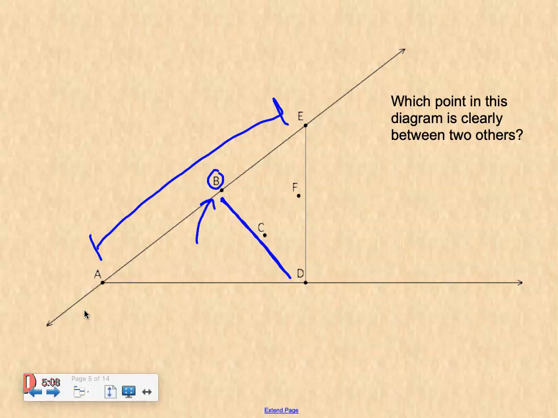But what makes it different? Well, the difference is I know for sure that A, B, and E are on the exact same line. They are collinear, right? Whereas I don't know for certain if C falls on this line or not. It might, but since it's not drawn on there, I can't assume. So for 3 points to have betweenness, they need to be collinear.